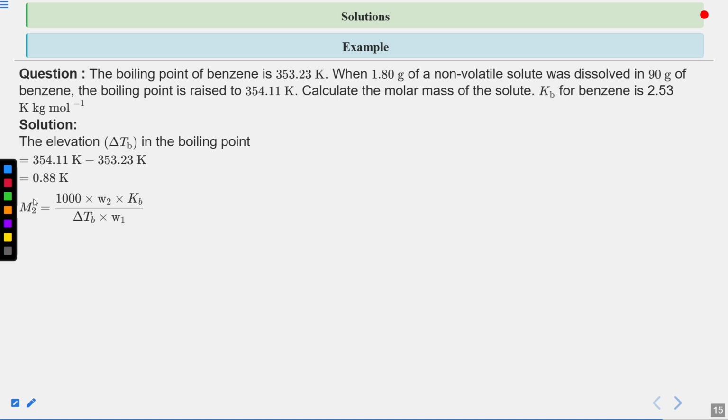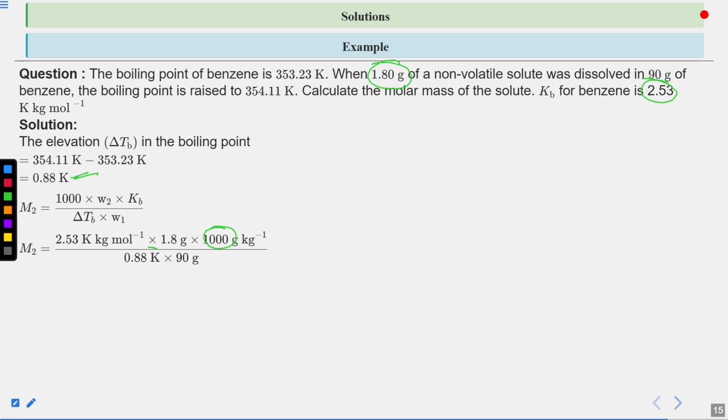Now, our equation for the calculation of the molecular mass of the solute is 1000 into W2, which is the weight of the solute, multiplied by the ebullioscopic constant, divided by the elevation in boiling point, multiplied by the weight of the solvent. If you put in all these values, 0.88 is calculated here, and 2.53 is the Kb value given. Mass is given as 1.80 grams. We have to convert this into kg, so we have to multiply by 1000.